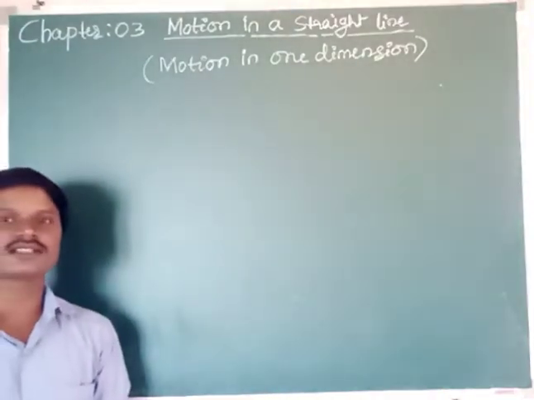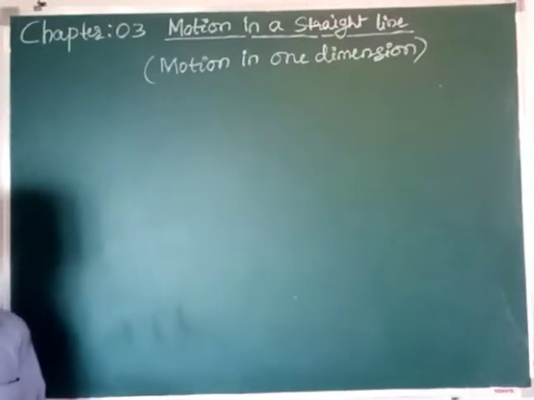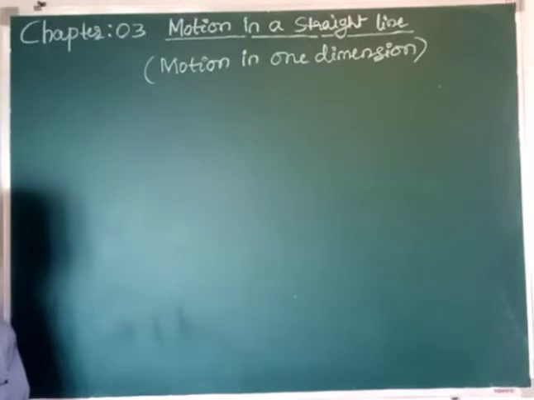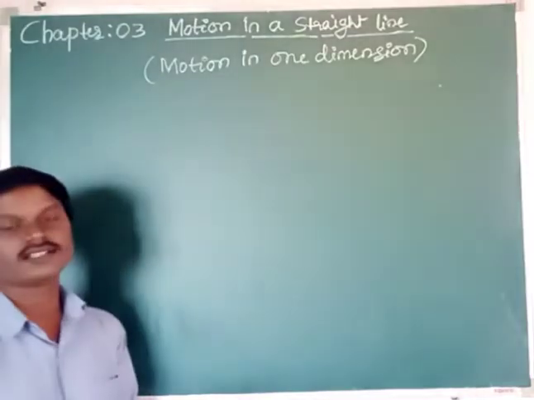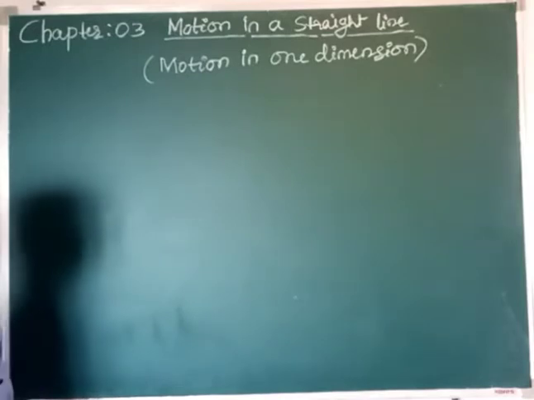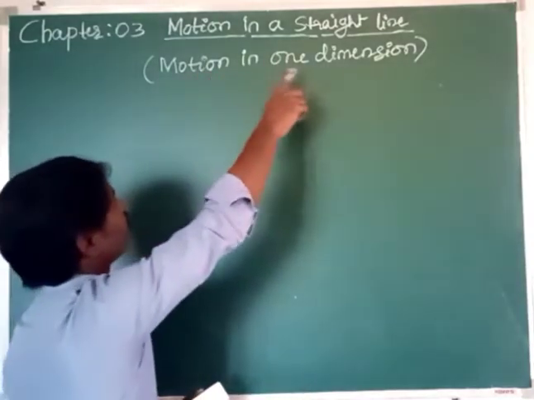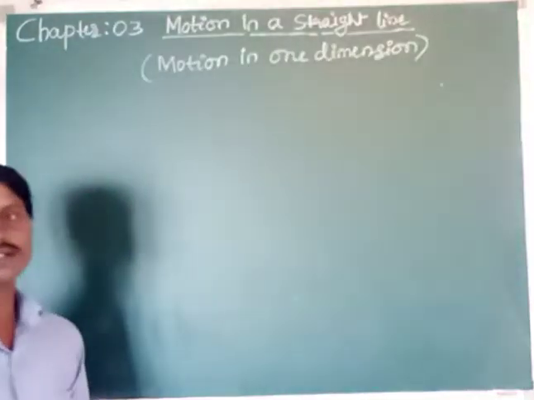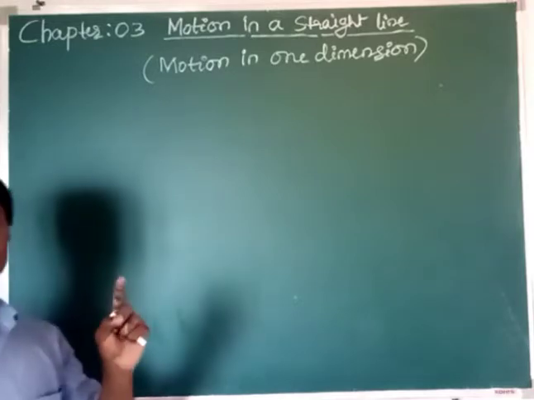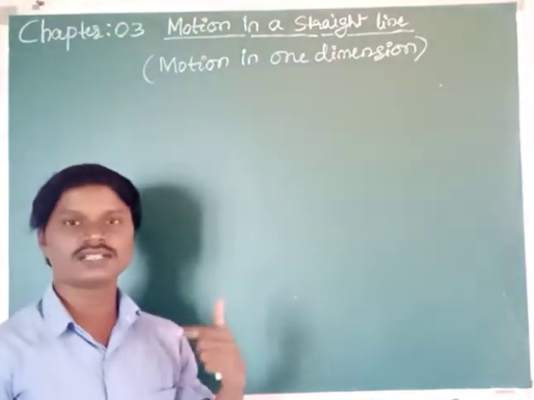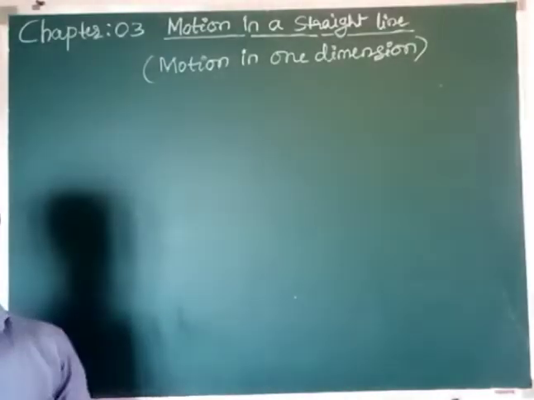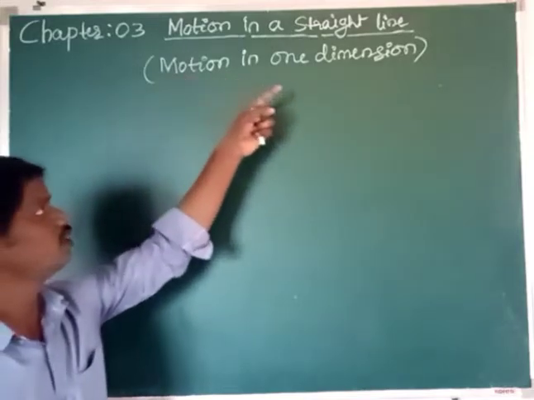Good morning, students. I will start the third chapter from the track 1, that is motion in a straight line, and also it is called motion in one dimension. The motion of the object along the straight line is called motion in a straight line, and also it is called a rectilinear motion. So, the motion in a straight line is also called as motion in one dimension because in order to specify the position of the object in the motion, we are going to use only one coordinate. That coordinate may be x coordinate, that coordinate may be y coordinate, or that coordinate may be z coordinate. So that is why it is called motion in one dimension.